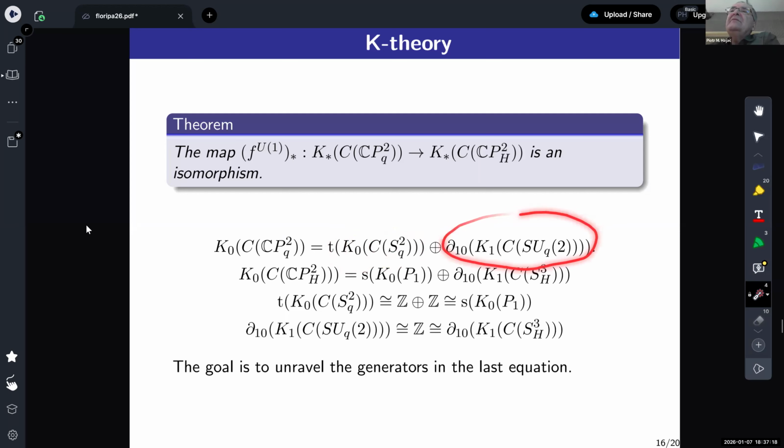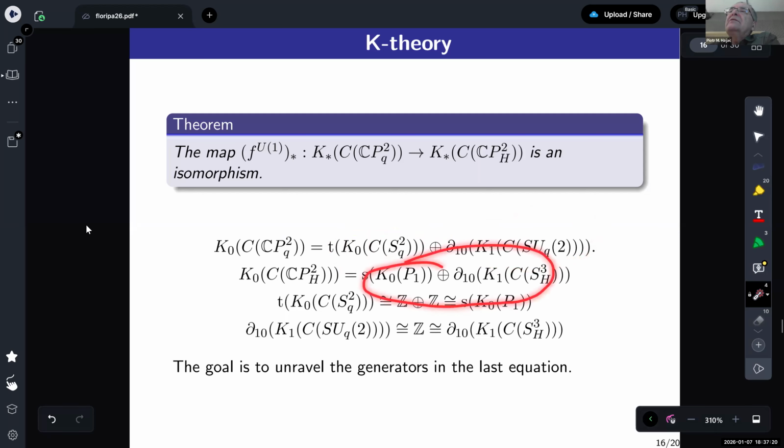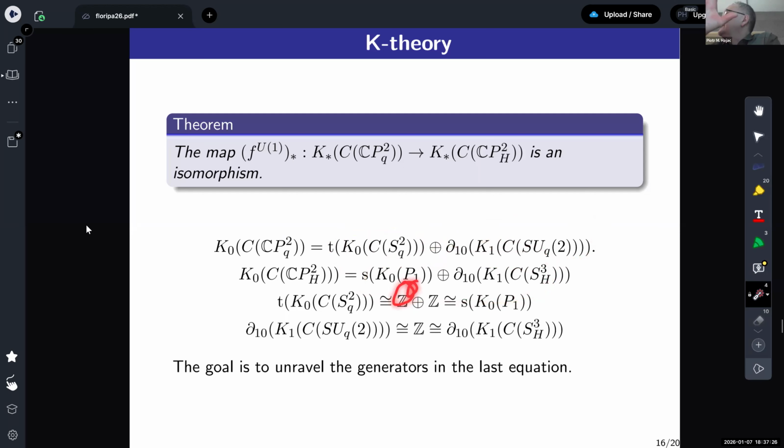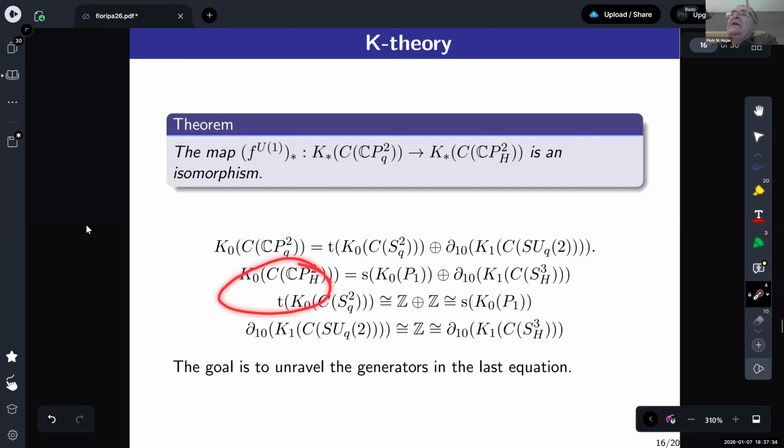And much in the same way in here. Remember, here we just took the tubular neighborhood, but morally speaking, this is like S2. It's not S2 as a C*-algebra, but it has K theory structure of S2. Anyway, it's again Z plus Z, and we insert it into this K0 group, okay? So as I wrote here, the goal is to unravel the generators in the last equations.